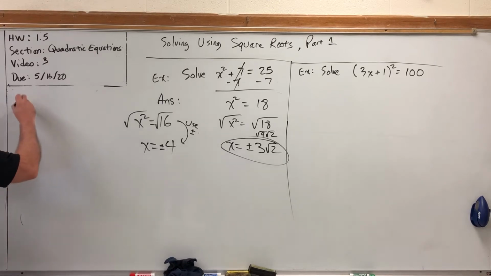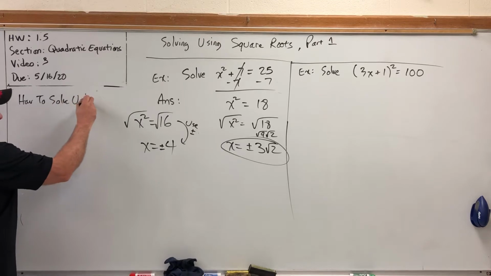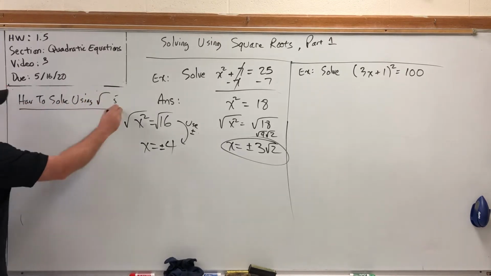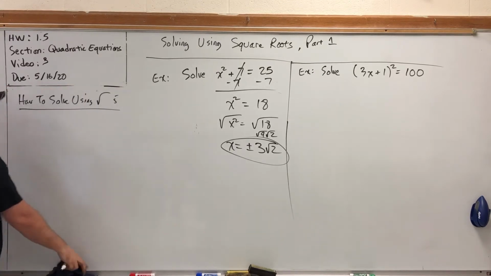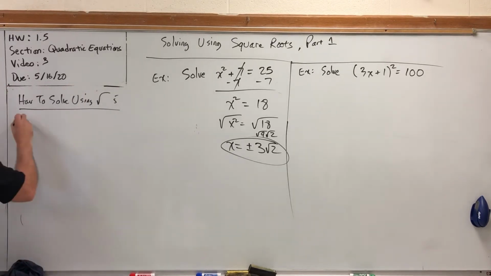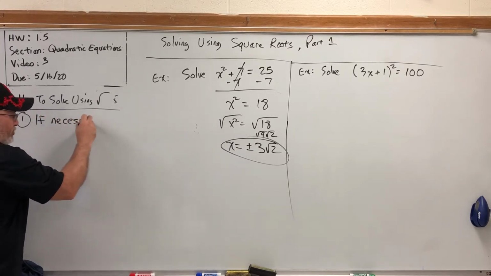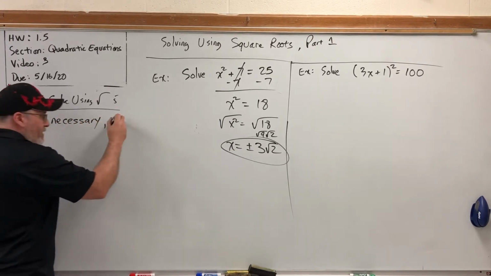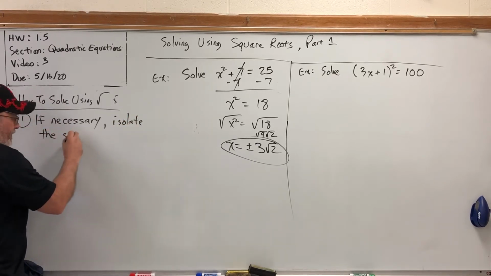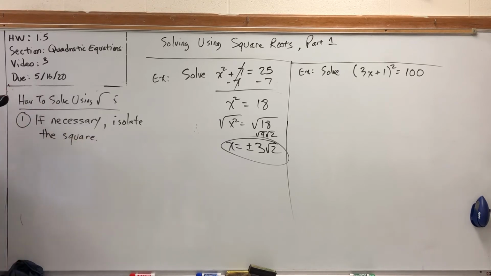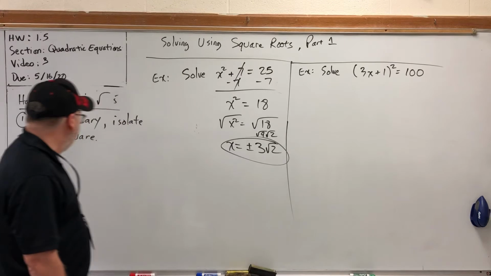So what's our steps for how to solve using square roots? Well, our first step was not to square root both sides, but to isolate the term with the square. So step 1, and this isn't always necessary, so we'll start it with the phrase, if necessary, isolate the square. In other words, ask yourself which part of the problem has the square on it and get rid of everything outside of it. In this case, it was the x.